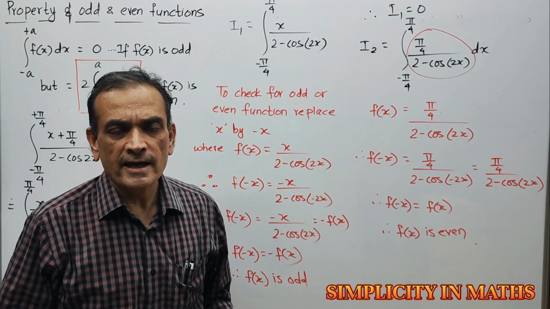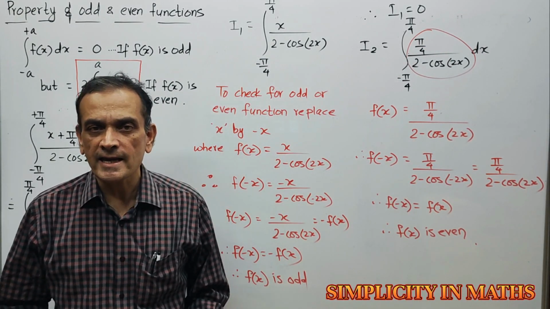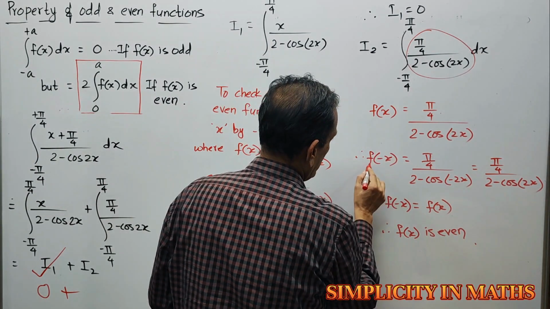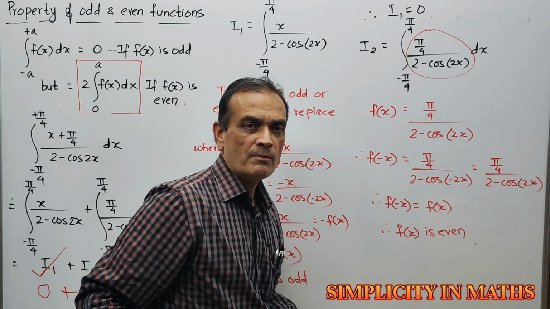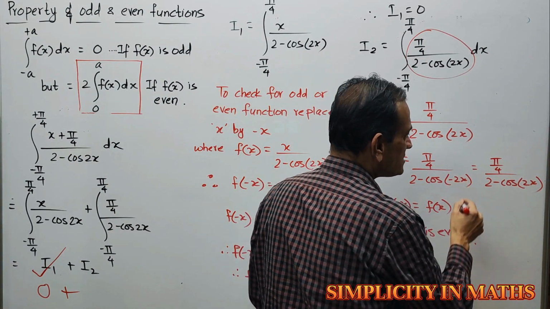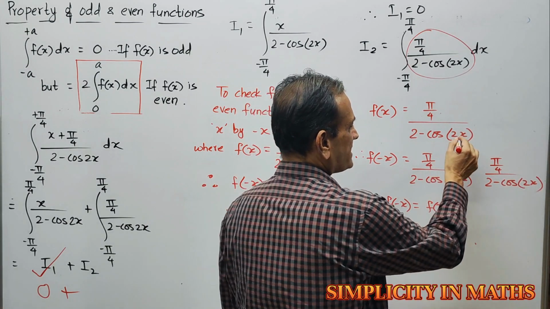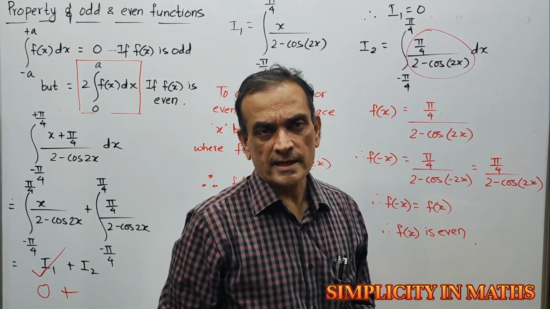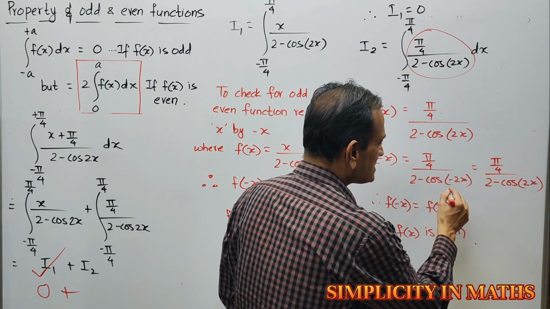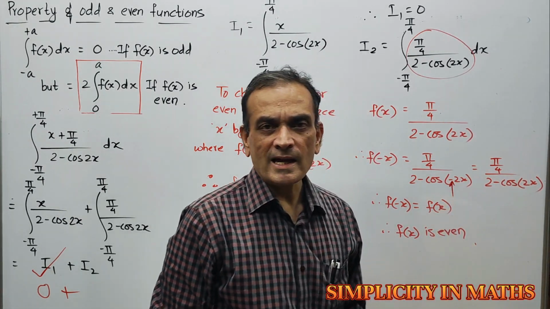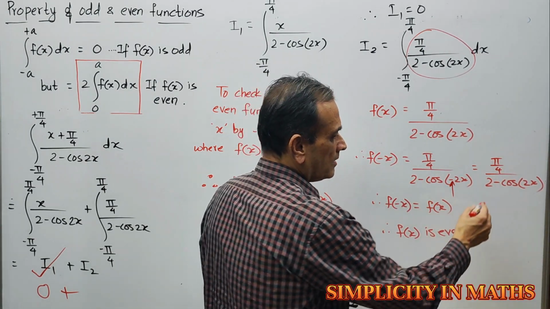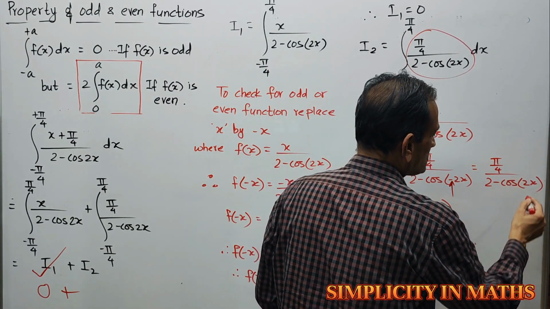कैसे चेक करते हैं ऑड और इवन के लिए क्या करते हैं? Replace x by minus x. f of minus x. π/4 remains as it is. 2 minus cos of minus 2x. बराबर? x के जगह minus x डाल तो minus 2x आ गया. Again, cos of minus θ, you have to ignore this minus sign. When you ignore that minus sign, you get cos 2x. So finally, what do you get? π/4 upon 2 minus cos 2x.